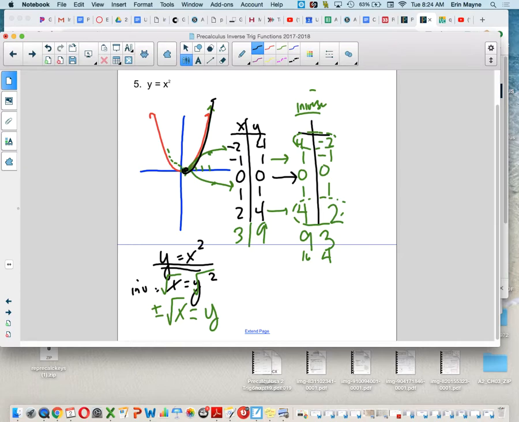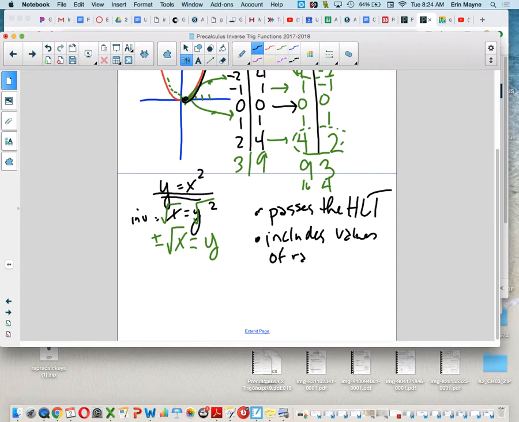You should remember phrases like this. Start to jot this down. We must pick a portion of the original that passes the horizontal line test. I must pick a portion of the original that includes all the values of the range. Typically, not always, but typically, and especially in this case, I include originals that are in the first quadrant. I don't have to, but I try.